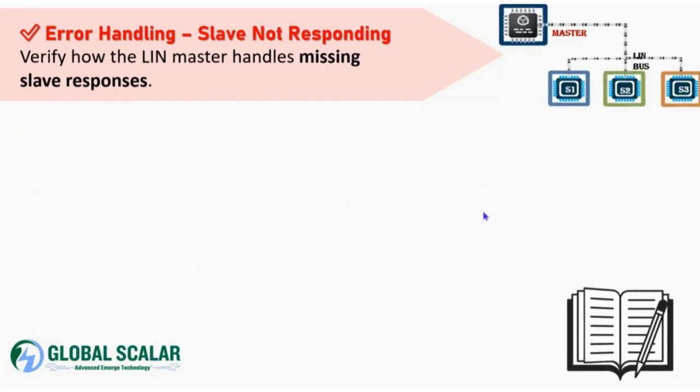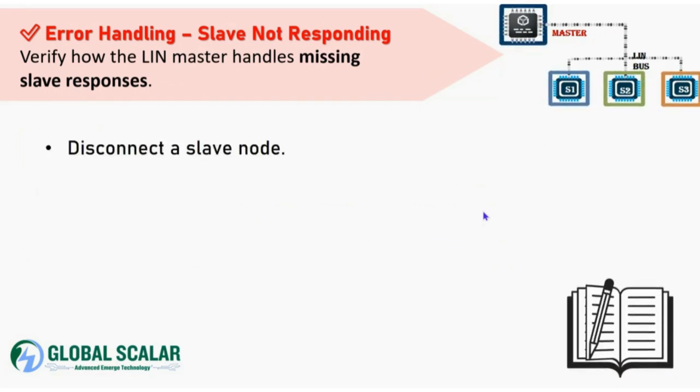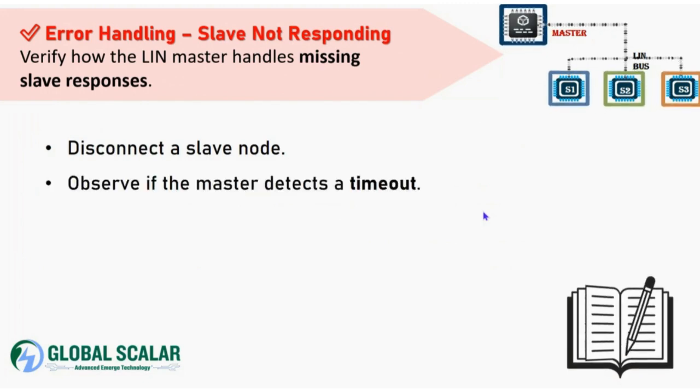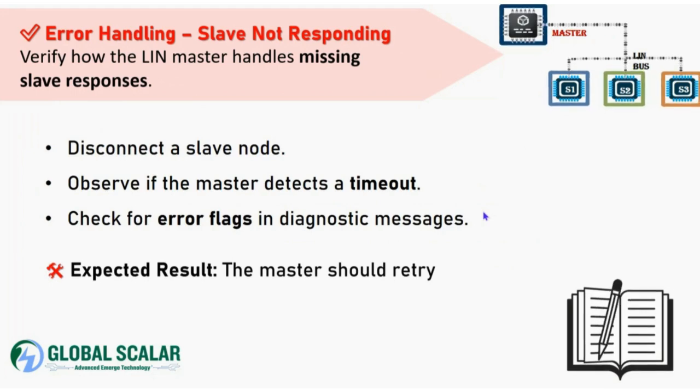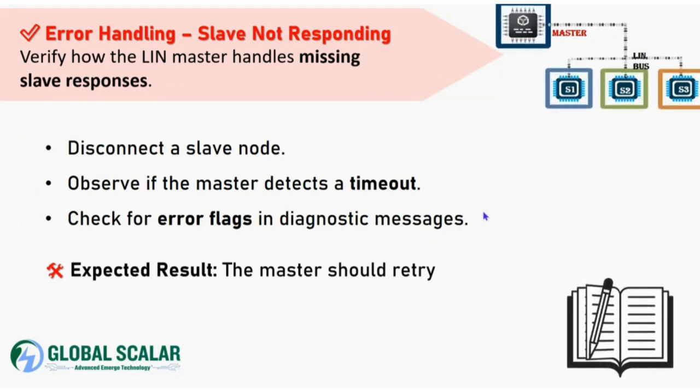Slave not responding: verify how the LIN master handles a missing slave node. Disconnect a slave node and observe if the master detects the timeout. Check for the error flag in the diagnostic mechanism. Expected is the master should retry to send the data if there is a missing slave in the network.